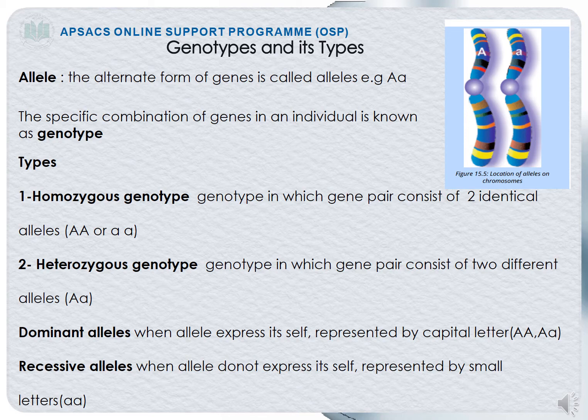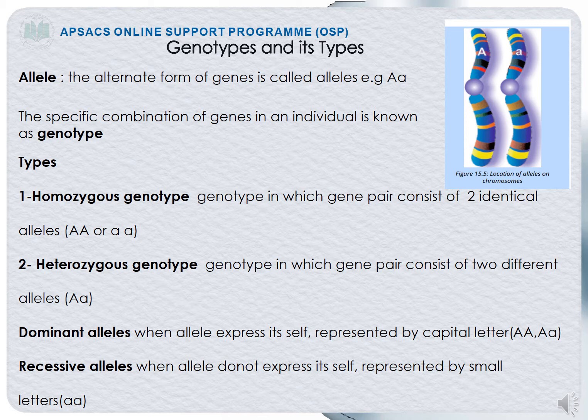Now heterozygous genotype means the genotype in which the gene pair consists of two different alleles, that you see here, that the one is capital A and the second one is small a. Now we have some other terminologies, that is dominant alleles and recessive alleles. So what does it mean? The dominant allele is the allele that expresses itself, represented by the capital letter, and the recessive are those alleles which do not express themselves, represented by the small letters.